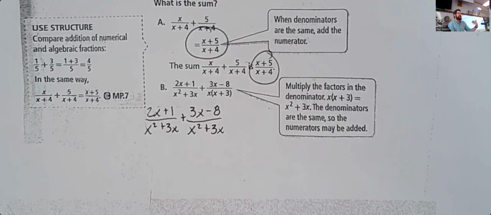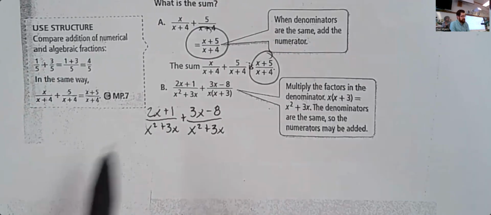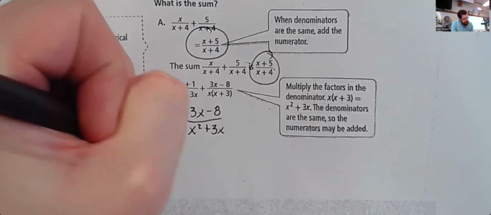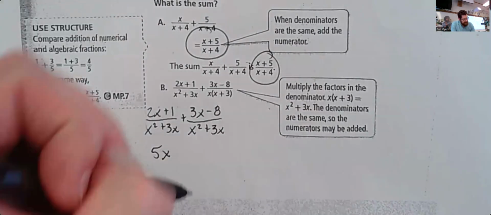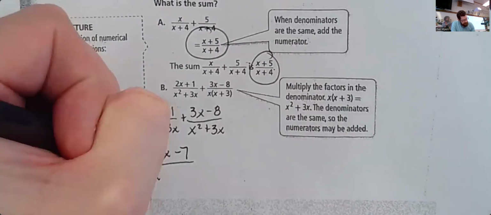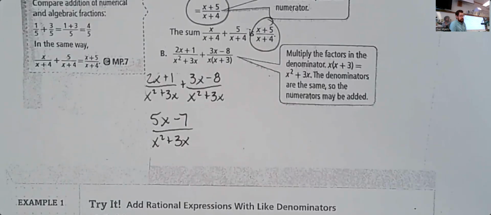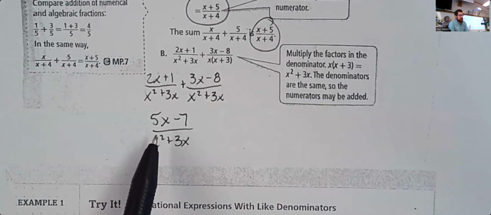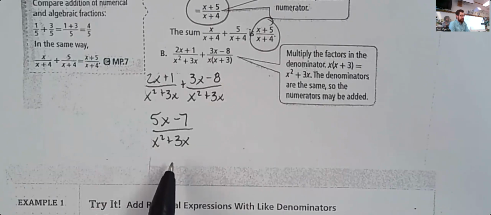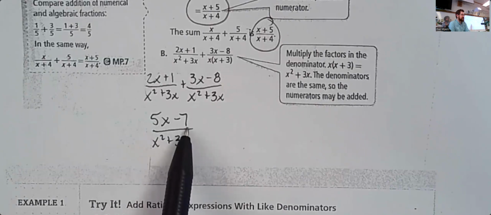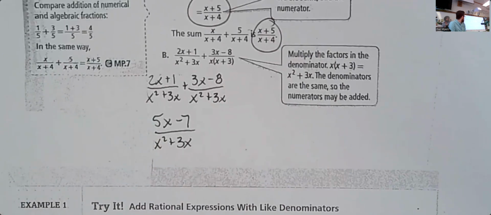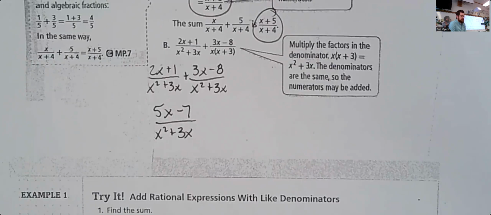All we have to do is combine like terms on the numerator, and that's it. So we're going to add 2x and 3x together to get 5x. We'll take 1 and subtract 8 to get -7 over x squared plus 3x. And that's the answer. If we could factor the numerator, then we would also factor the denominator to figure out if there's anything that could cancel out. But because the numerator doesn't factor, there's no sense in factoring the denominator because we're not going to be able to cancel anything out.